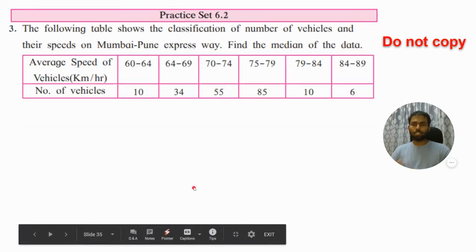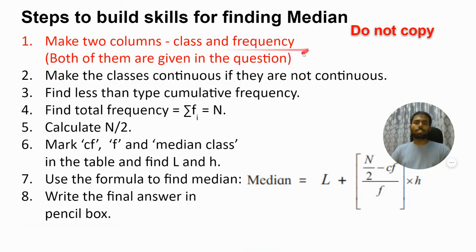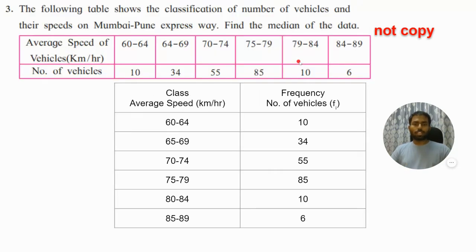Okay, what is the first step then? First step is make 2 columns, class and frequency. Both of them are given in the question. Before you make the 2 tables, just note that there is some mistake in the textbook. Just check whether those mistakes are there in your textbook as well. For example, first mistake is यहाँ पे 64 लिखा है. It is not 64, it is 65.